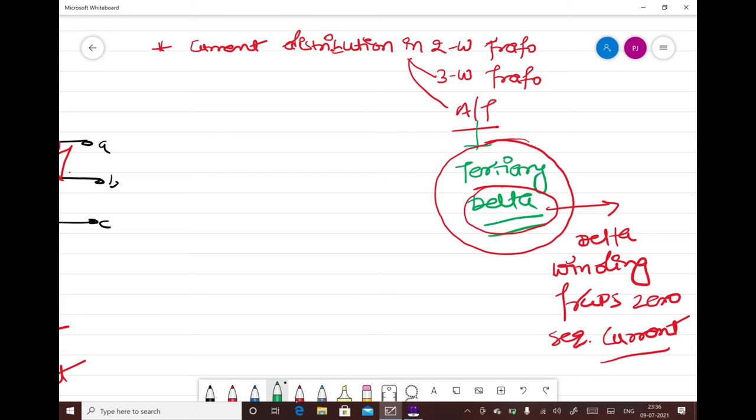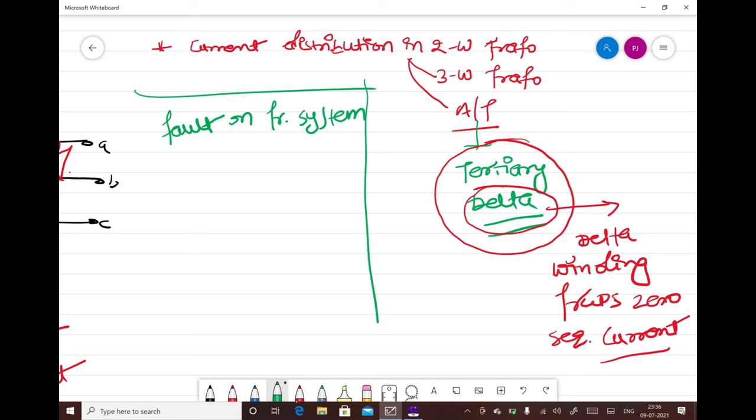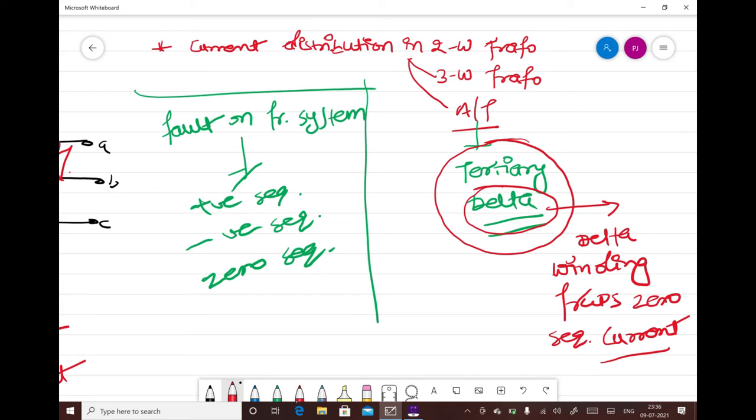You know that in case of any unbalanced fault on a transmission system, you will have three sequences of current and voltage: positive sequence, negative sequence, and zero sequence. What I am explaining right now is that delta winding traps zero sequence current. So we will focus only on zero sequence current.